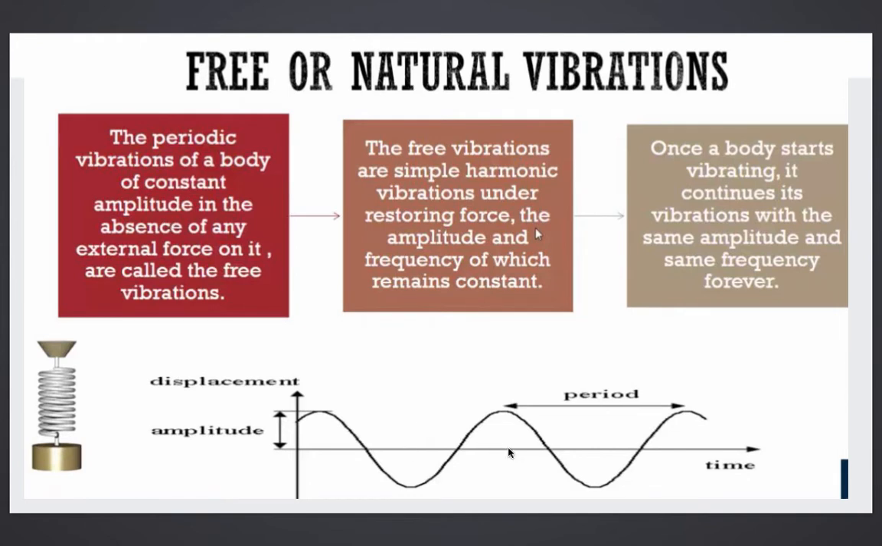Yes, it is the maximum displacement from the mean position. This is the mean position, the horizontal axis, the horizontal line. From the mean position, the maximum displacement is called the amplitude, right? So the periodic vibrations of a body of constant amplitude means the amplitude is not going to decrease. If it is set once with a height of say 10 centimeter, it will remain the same. That means that is constant amplitude.